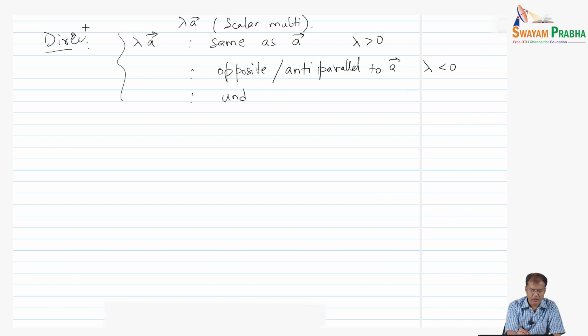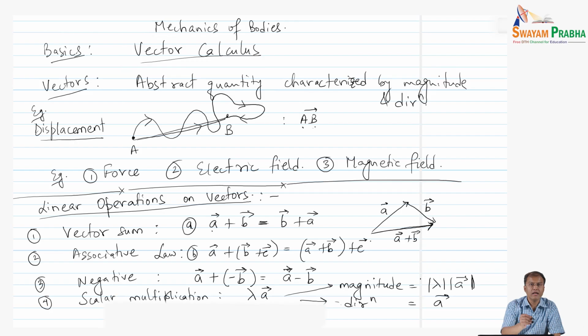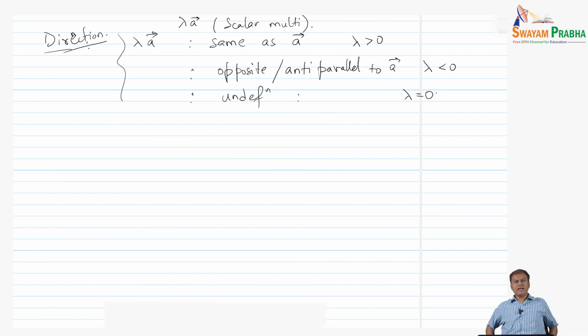And we have that the direction is undefined. So I should say the entire word direction, okay. The direction is undefined if lambda is equal to 0, okay. So once we have these three cases, I think I should delete this last line. This is not going to be the case, okay. So we delete this last line, okay. So the direction could be defined in these three cases of the scalar multiple.